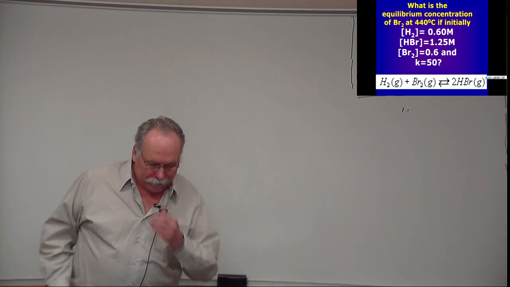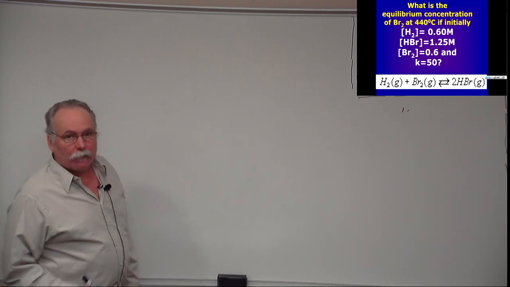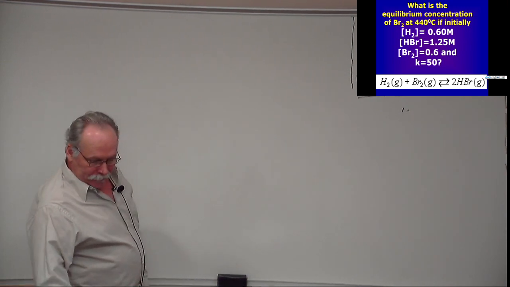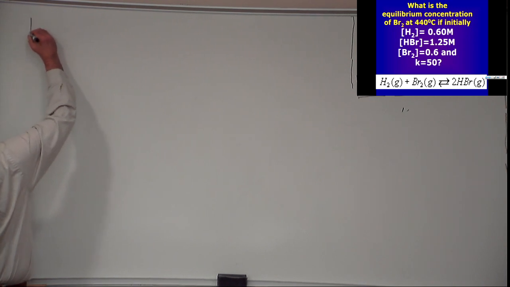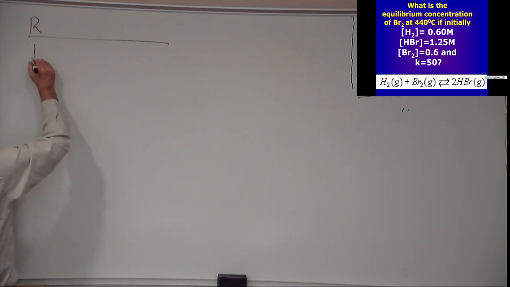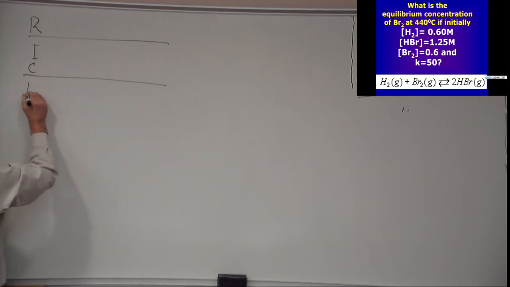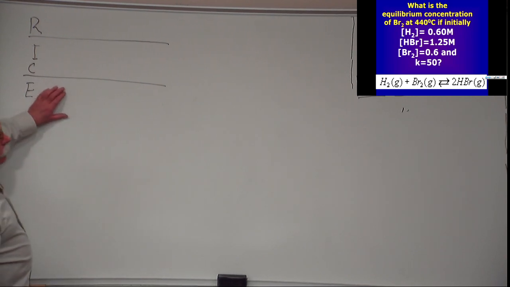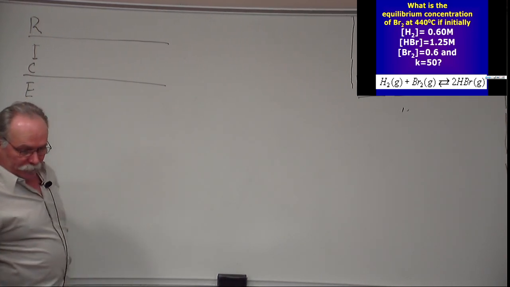In this problem, we want to calculate the bromine concentration for a mixture of hydrogen, bromine, and hydrogen bromide. We're going to start off with a RICE diagram. So we're going to have the reaction we're going to write, then we're going to write down the initial concentrations, the change, and then we're going to write down the equilibrium concentrations. We're going to input the equilibrium concentrations into the equilibrium constant and solve for the extent of reaction.